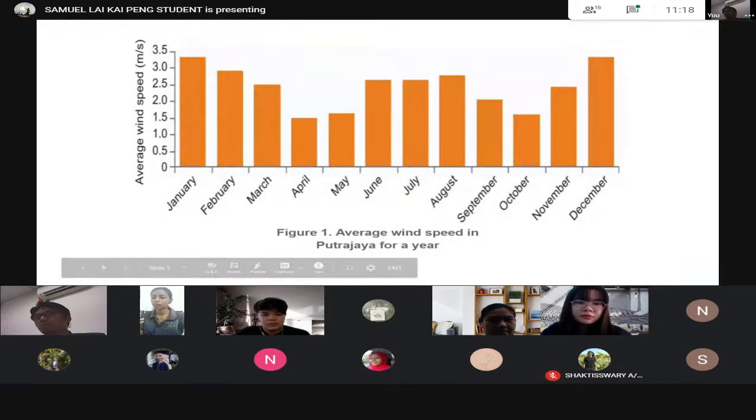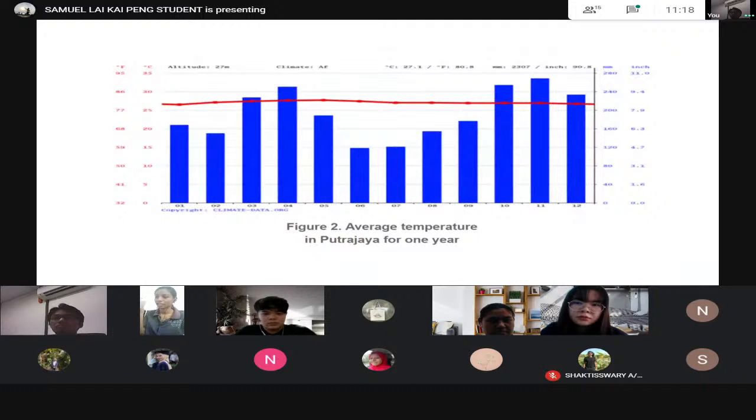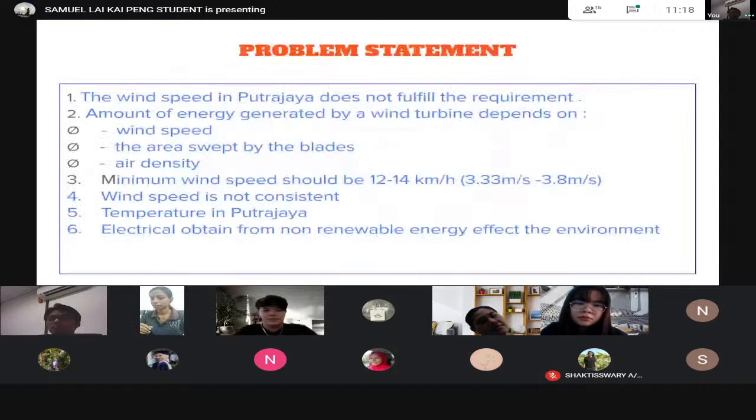As you see in figure 1, it shows the average wind speed in Putrajaya for a year, and the highest is shown in January and December, from 3.0 to 3.5, which is in the range of minimum wind speed production. So, back again to the problem statement, you can see that it is not enough for the wind turbine to produce enough electricity in Putrajaya.